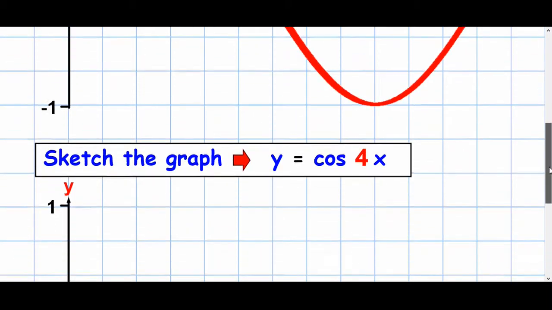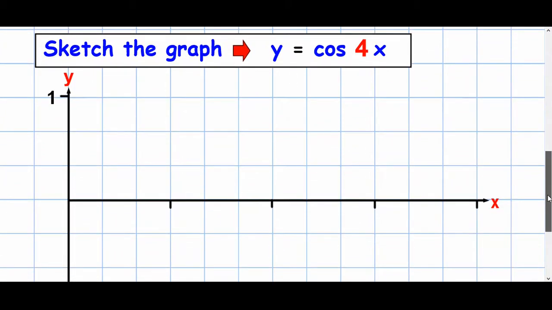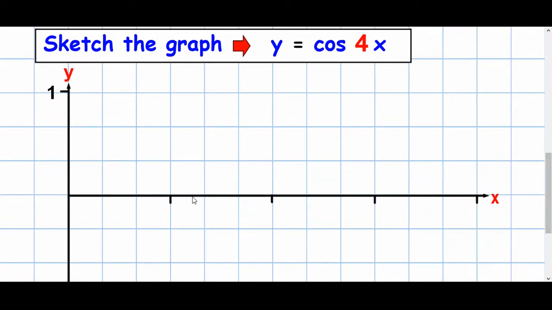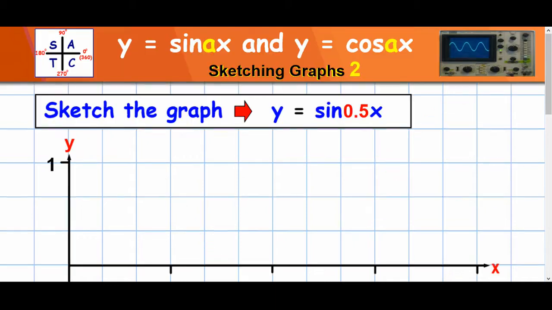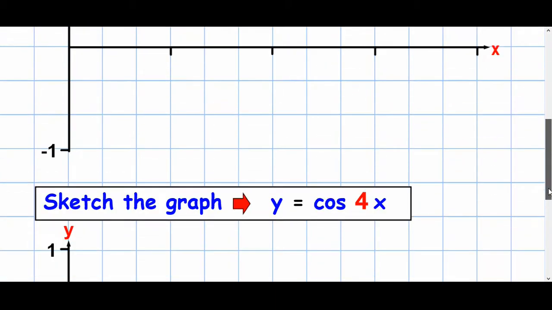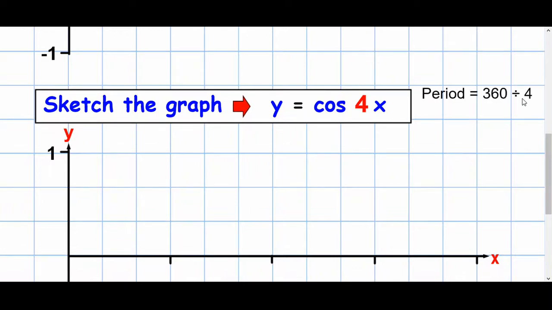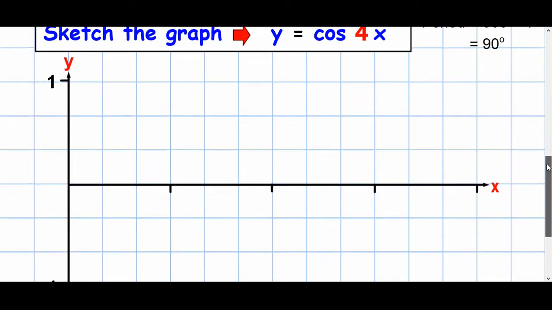Okay, let's look at the next one. Sketch the graph y equals cos 4x. Again, draw your basic outline or axes up to 1 and down to minus 1, and your 3 boxes for each wee section. Let's work out when the first wave finishes. The period of the first wave is 360 divided by 4, and if you do 360 divided by 4, you'll get an answer of 90 degrees. So one wave finishes in 90 degrees.